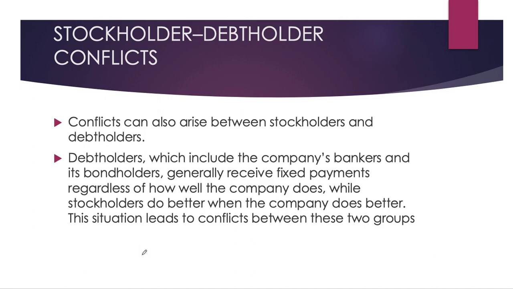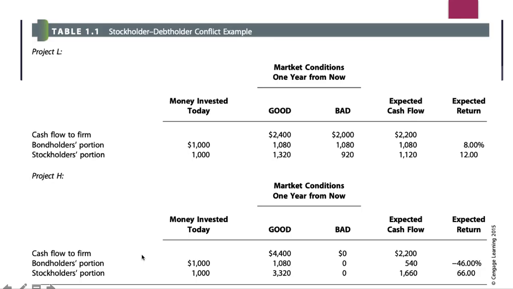The debt holders are holding the company's bonds and they receive fixed payments regardless of how the company is doing. On the other hand, the stockholders have the shares. So as the company does better, then they will benefit from this. These different perspectives from two parties might lead to some conflicts. And these conflicts essentially arise in situations where the company needs to choose between various risky investments or projects.